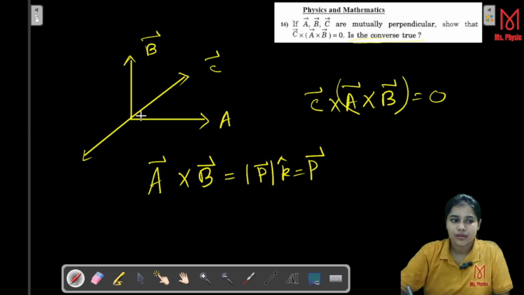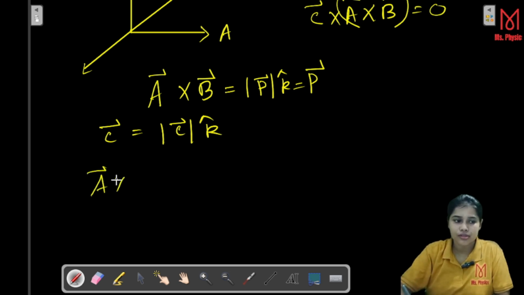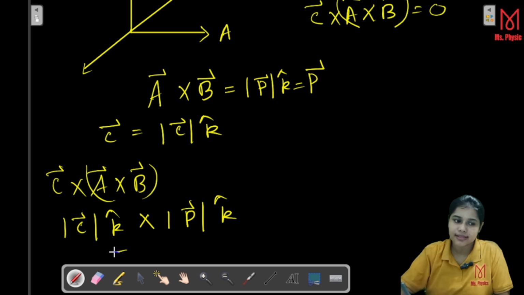Therefore, if C is in the positive Z direction, then what would be the angle between them? If C is equal to mod of C, positive k cap, then if you do A cross B, and here you have C cross, then mod of C k cap cross A cross B means you have mod of P k cap. So therefore, k cap cross k cap is always 0.